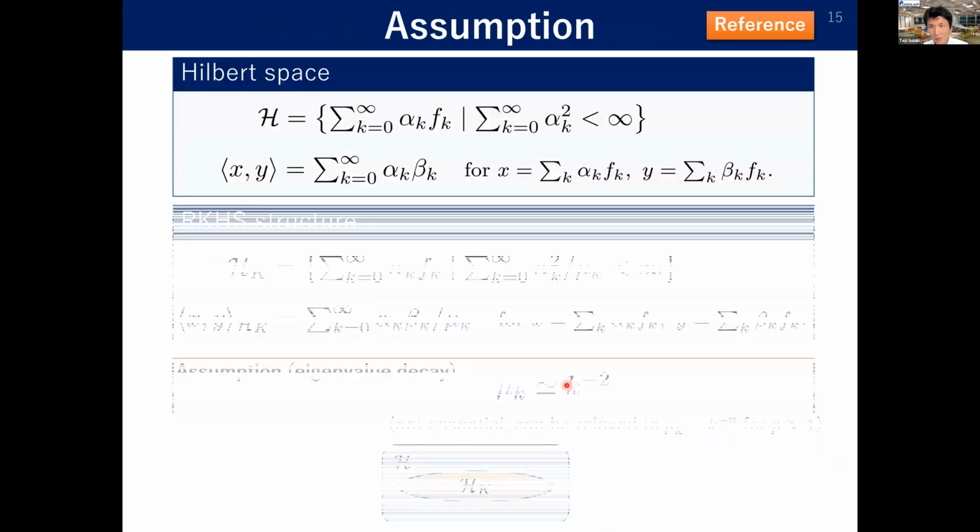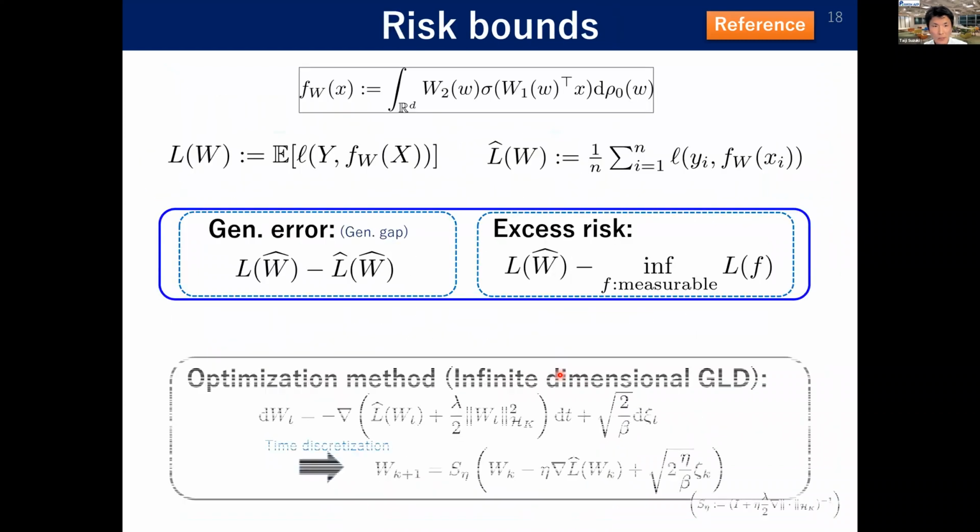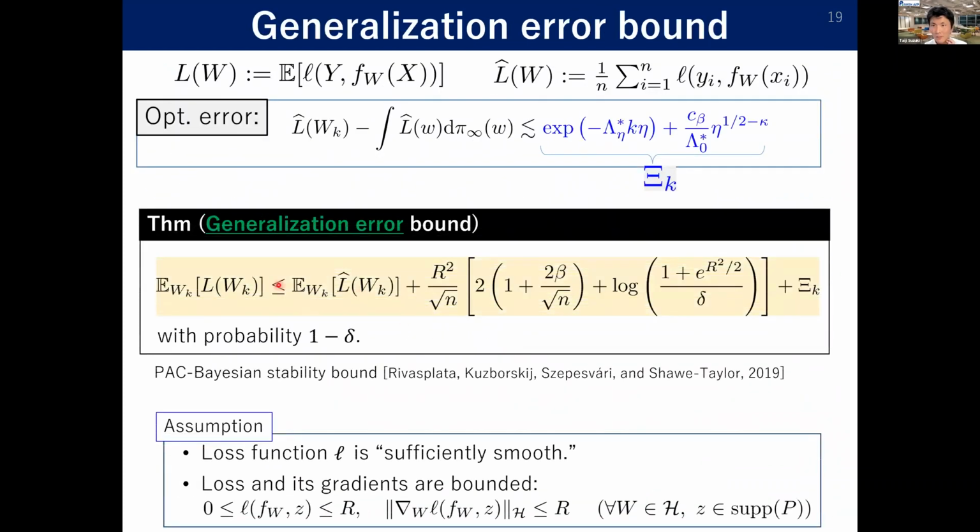By using this formulation, we can bound the generalization error like this. We bound the generalization gap: this is the expected loss of the k-th step solution, and this is the training loss of that solution. That gap can be bounded like this. This is basically a 1 over square root n rate, plus an optimization error. After a sufficient number of iterations, this optimization error is very small, so this term is dominant. In that setting, we have a 1 over square root n convergence rate. This is a typical rate.